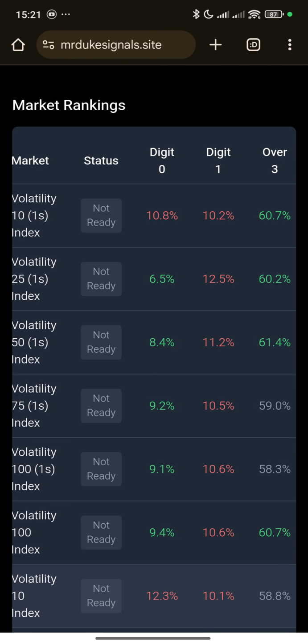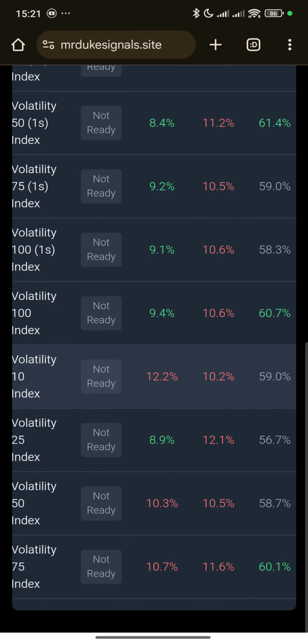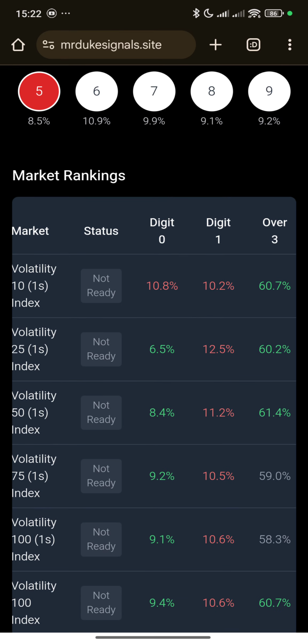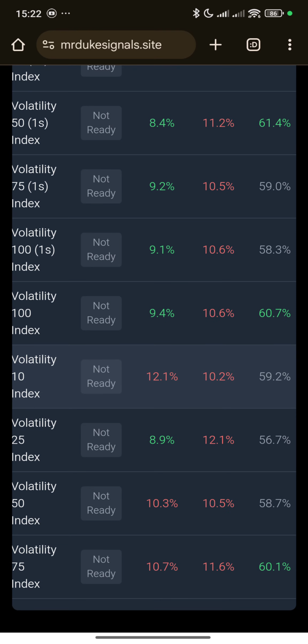For the strategy, for example, that I gave you for the wealth generator bot, we said digit 0 and 1 are supposed to be less than 10%. So number one, this tool is checking digit 0's percentage and digit 1's percentage. You can see when the percentage is above 10, it's color red. When the percentage is below 10, it's color green.